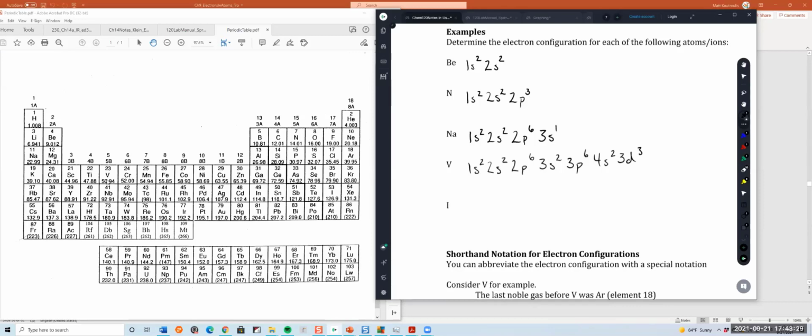And then iodine, for right now, let's not write iodine. But what's it going to end in? That's what I'd like to know, what's the last thing for iodine? And that P. It's going to end in, so it's in the 5th row, right? 1, 2, 3, 4, 5. So it'll end in 5p5. 5p5 is what iodine ends in. So I'll come back to that in just a second.